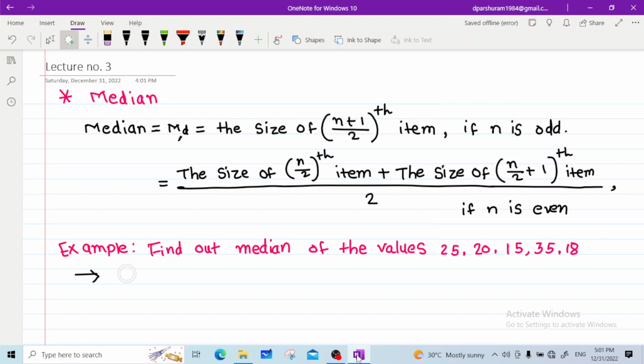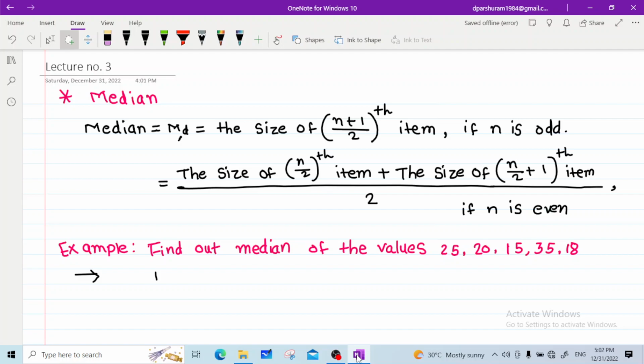Now we solve an example on median: find the median of the values 25, 20, 15, 35 and 18. First we have to arrange these values in ascending or descending order. We put these values in ascending order.